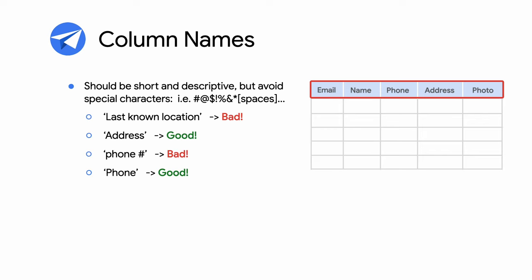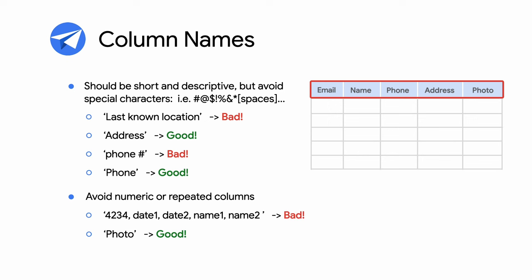One of the most important things to consider when prepping a sheet for AppSheet is column names. You can actually help AppSheet a lot by providing helpful column names that provide guidance to AppSheet when it generates an app. Column names should be short and descriptive, with no special characters such as spaces, exclamations, hash symbols, etc. You'll also want to avoid numeric or repeated column names.